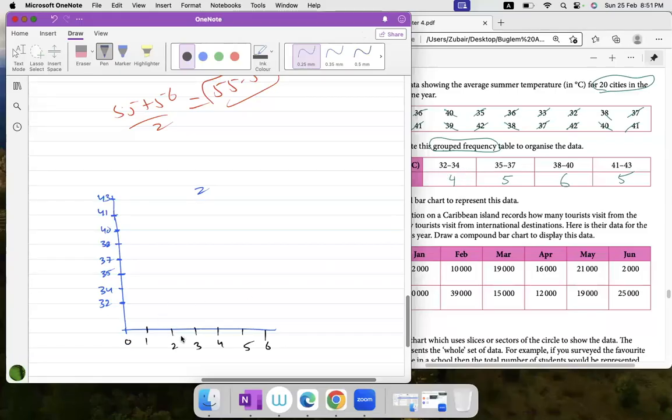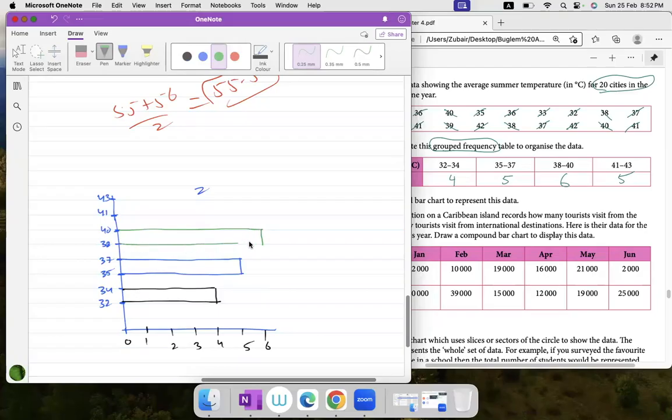Now 32 to 34 is 4. So just above 4, this is my horizontal chart. And then from 35 to 37 is 5. So above 5 is this point, 35 to 37. Then we have 6 from 38 to 40, and that's 6. And the last one, 5 again, 41 to 43. That's 5. And it should appear at this point.